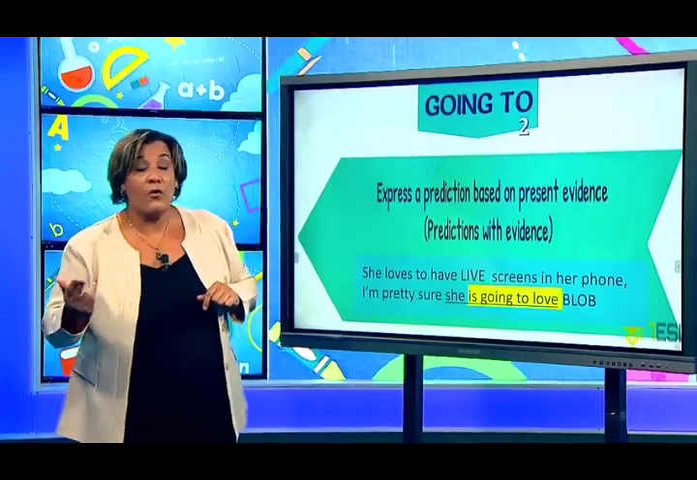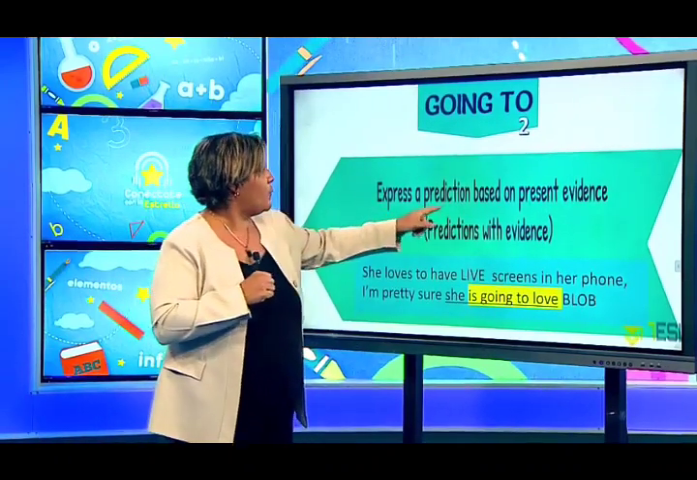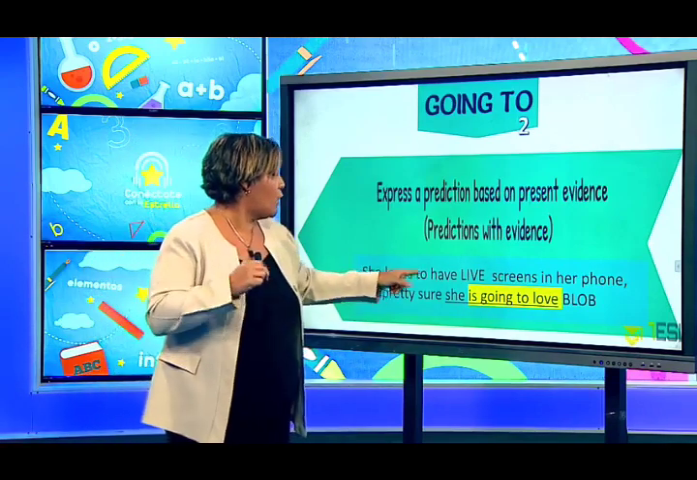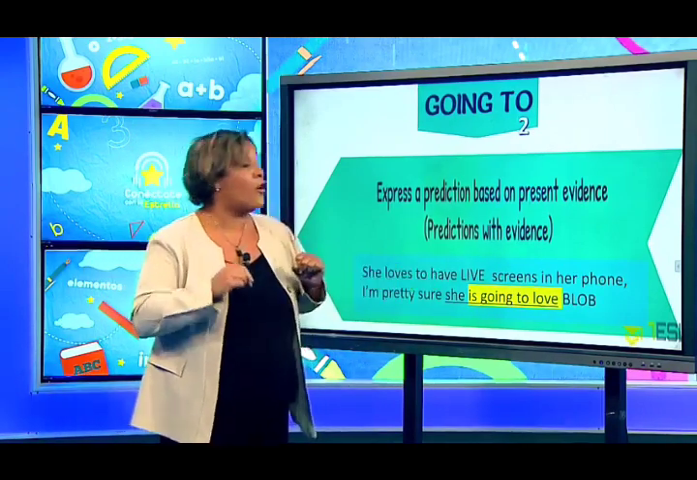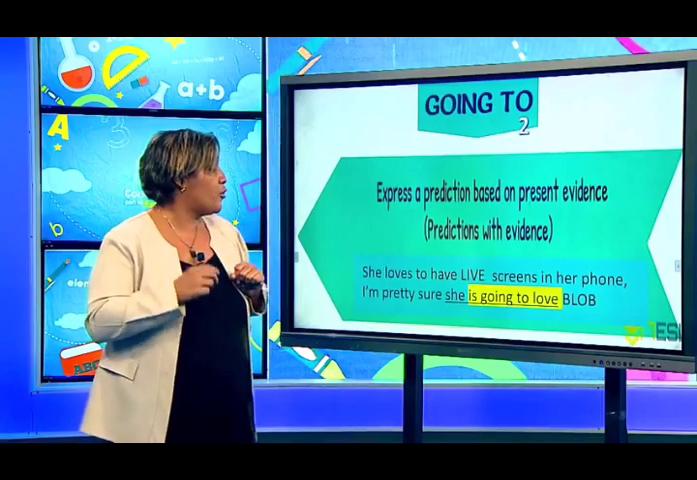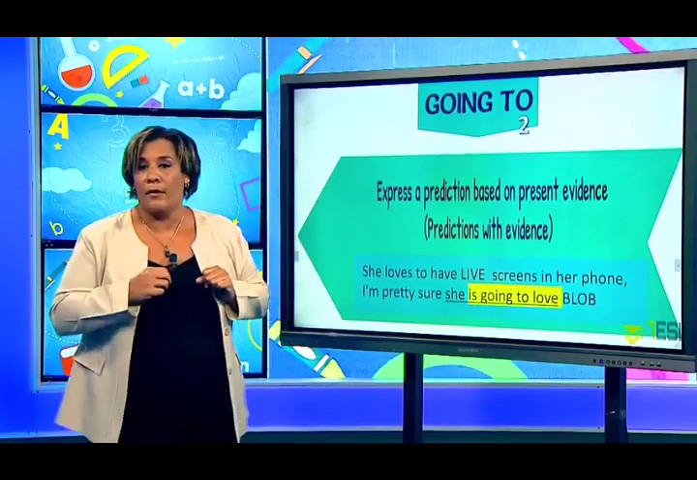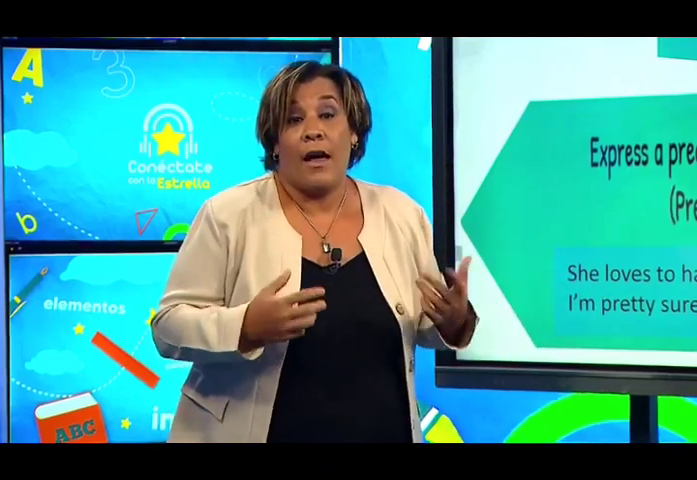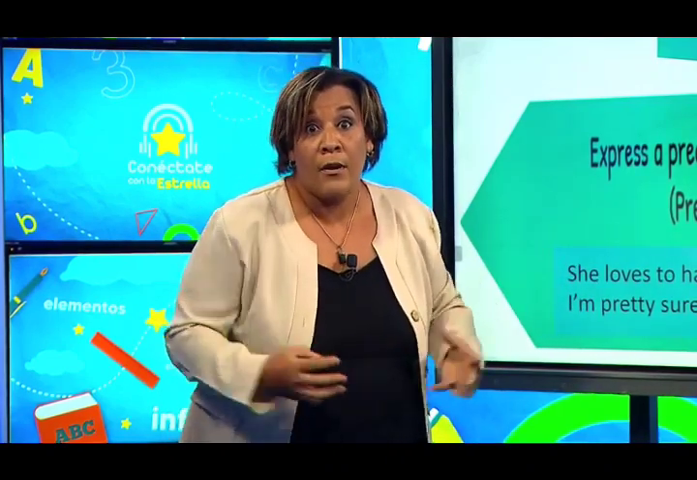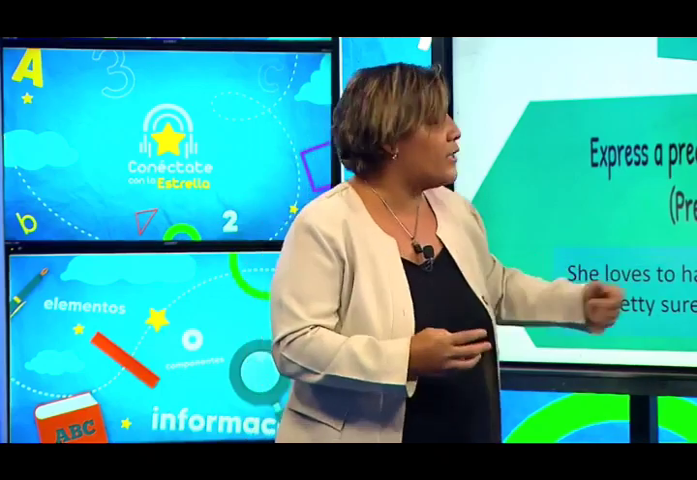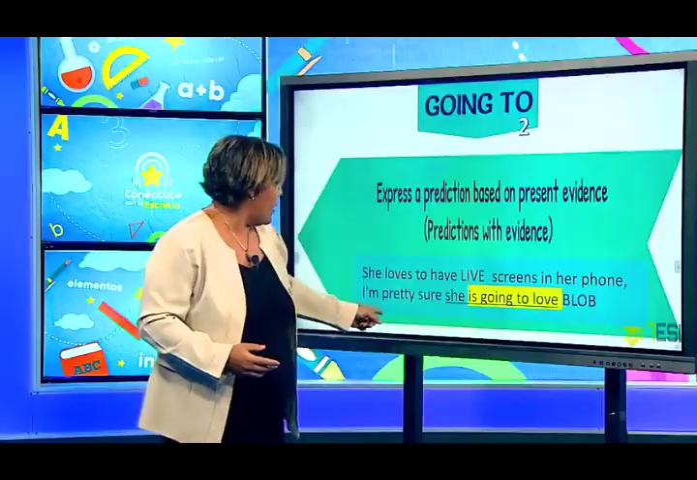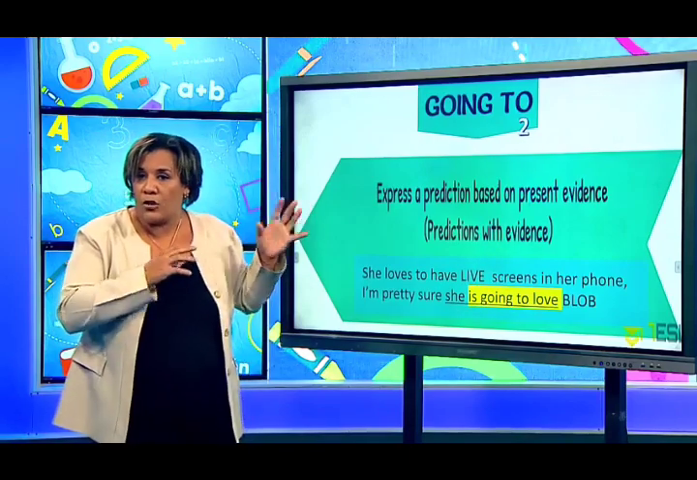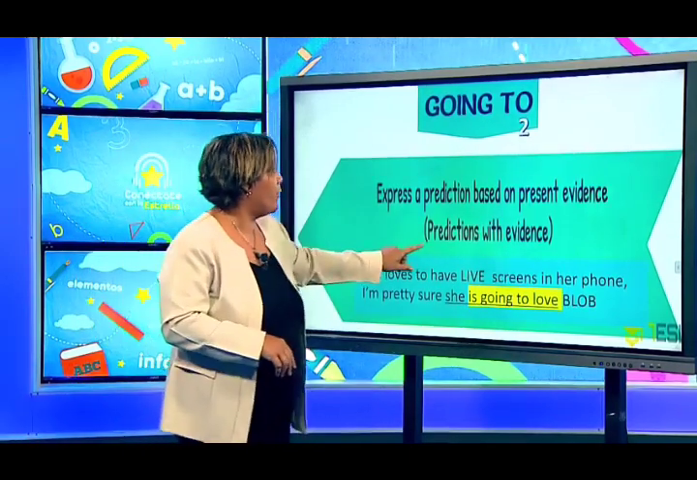So the second rule for going to is express the prediction based on present evidence. So she loves to have live screens in her phone. I'm pretty sure she's going to love Blob because I'm making a prediction with the evidence that I know she likes to have live video, live screens in her phone. So she is going to probably love Blob, which is the application we saw with the live wallpaper.